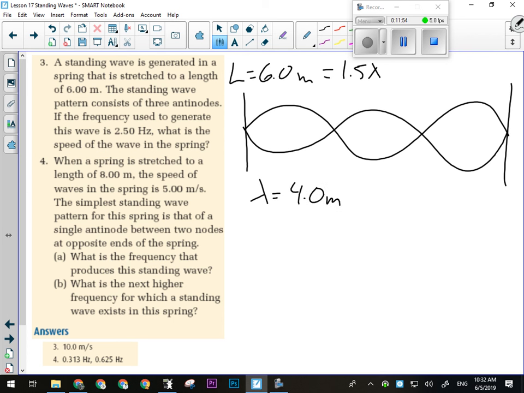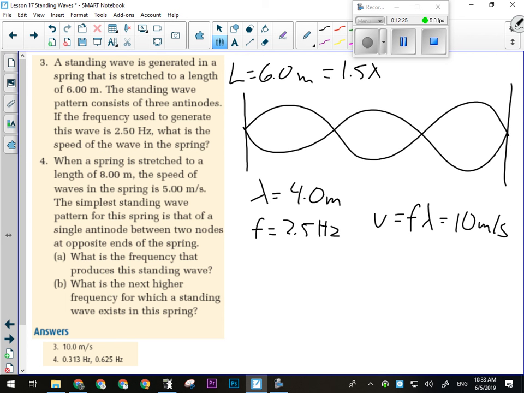That's what I have to do with that initial piece of information: use it to get my wavelength. Now that I know that, I look at this and it says the frequency of the wave is 2.5 hertz. What's the speed of the wave in the spring? V equals F times lambda. 4 times 2.5 should give me 10 meters per second. Actually 10.0, because everything had 3 significant figures. Everybody all right with that?